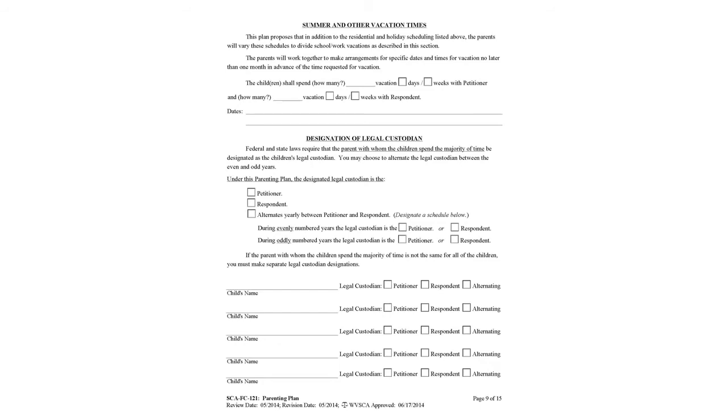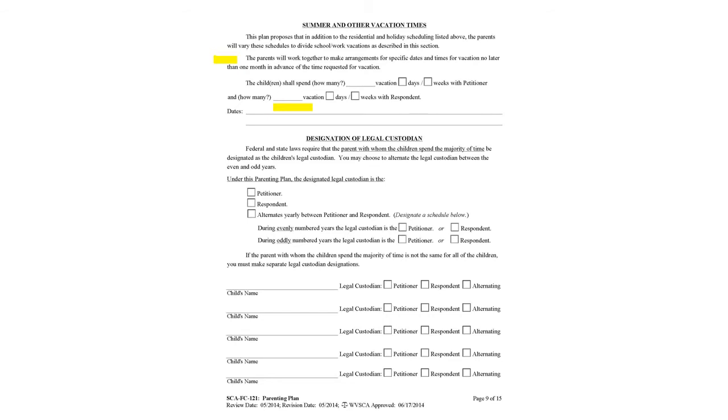In addition to the regular schedule, you can add vacation times for each parent. You should decide how much time you would like for the children to spend with you and with the other parent. If you know your vacation schedule, you can add the dates here. If you do not know your schedule in advance, you should work together with the other parent to make arrangements for the specific dates and times of your vacation at least 1 month in advance of the time requested.